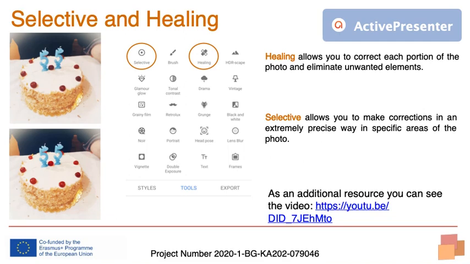Selective allows you to make corrections in an extremely precise way in specific areas of the photo. Once selective has been selected, press on plus, and then on the desired area, to associate a control point to it. At this point, swiping on the screen with your finger from bottom to top or vice versa, choose the parameter you want to change and adjust it by sliding your finger from right to left. Remember that you can select up to 8 points on each photo.